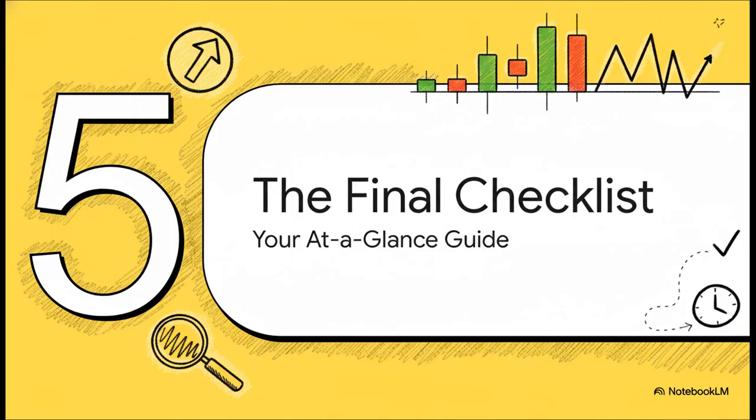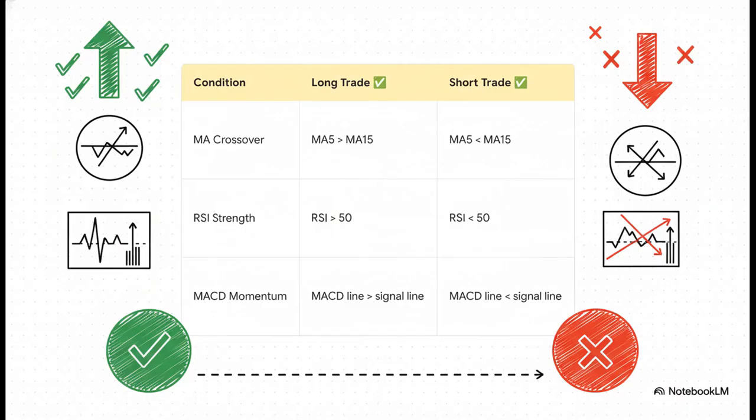All right, we've covered the setup, the signals, and the risk management. Now let's pull all of that together into one final at-a-glance checklist that you can use as a quick guide right before you take any trade. And here it is. Before you go long, you need 3 green check marks, MA5 over MA15, RSI over 50, and a bullish MACD cross. Before you go short, you need the 3 opposite checks. If even one box isn't checked, you do nothing. You sit on your hands and wait. It's a simple mechanical go or no-go system.